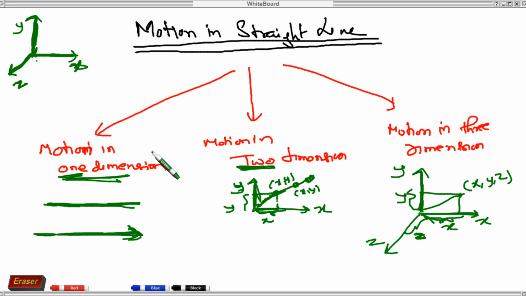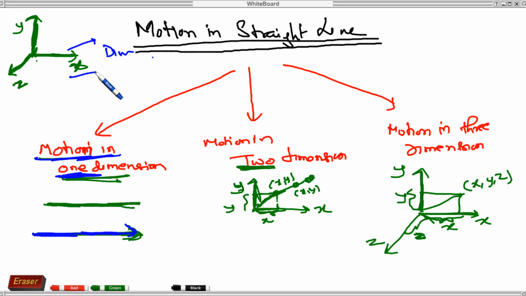This is what is called motion in three dimensions. In the case of one dimension, it will move in any one of these axes. Purely it will be moving either in the x-axis, or purely in the y-axis, or purely in the z-axis. Then that's one dimension, because it is moving in only one dimension. These x-axis, y-axis, and z-axis are the dimensions.